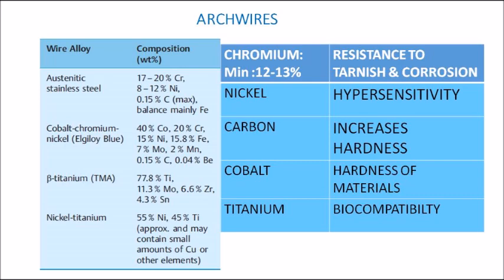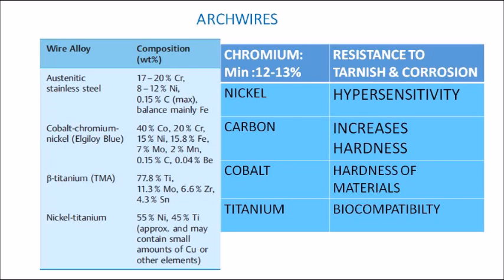Now cobalt chromium nickel alloys, which are also known as Elgiloy wires, the blue color wire. The composition is 40 percentage cobalt, 20 percentage chromium, 15 percentage nickel, 15.8 percentage iron, 7 percentage molybdenum, 2 percentage manganese, 0.15 percentage carbon, and 0.04 percentage beryllium.